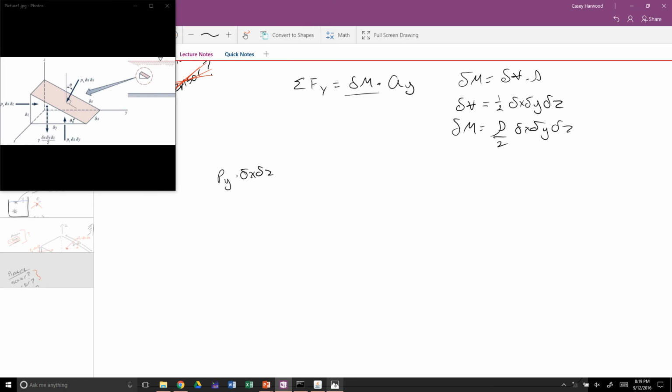Force acting in the negative direction would be Ps, delta x, delta s, times, remember this is the total resultant force acting on this S face. We have to find the component of it acting in the y direction. So this will be times sine theta, equal to rho over 2 delta x, delta y, delta z.